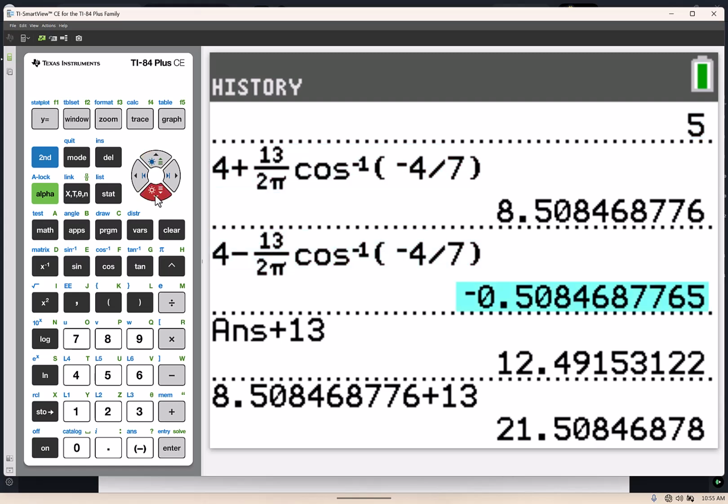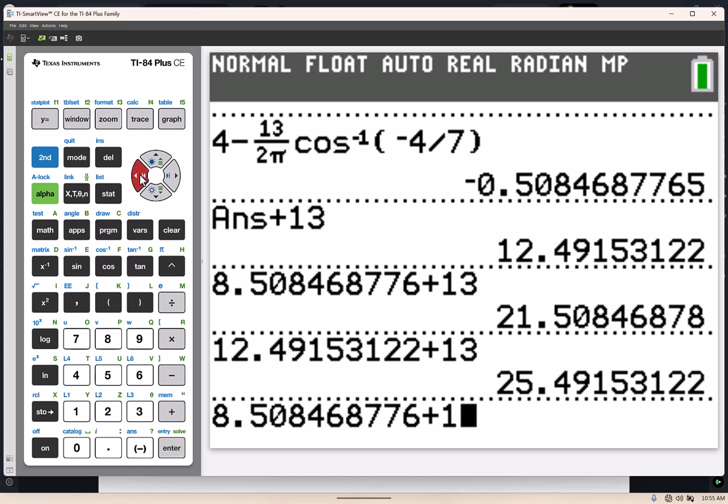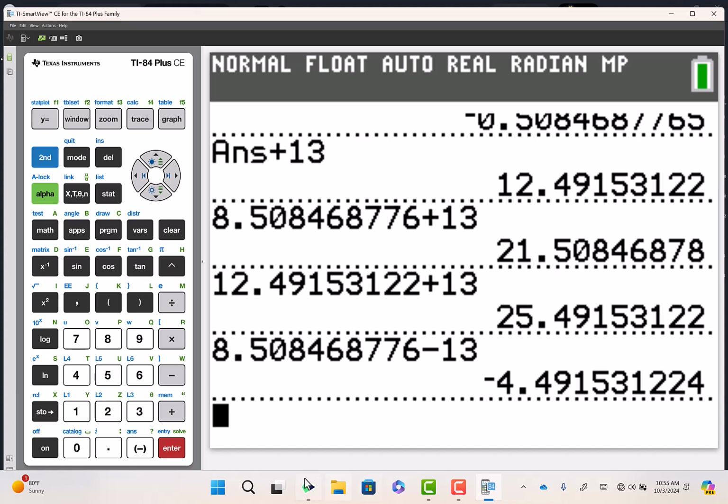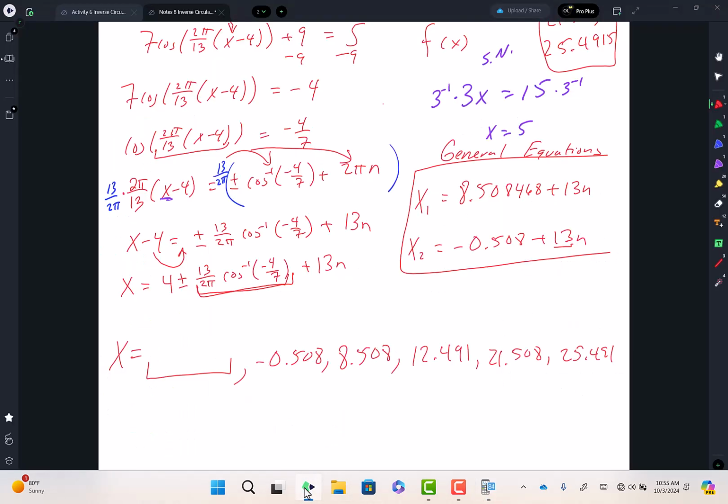Take the 8.508, scroll all the way up, and subtract 13. I guess I can just take this guy right here and just change the plus to a minus. Bam. Take that plus, change it to a minus, and there it is, guys. Negative 4.491.